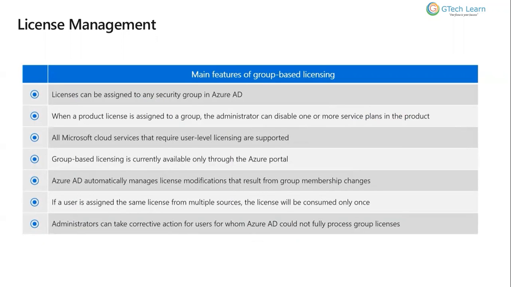The important thing is that if you want to assign a license to the user, then you must configure the usage location for the specific user. If the user's location has not been set for the user, then you cannot assign a license to the specific user. Apart from that, you can also go ahead and set up group-based licensing for the same.